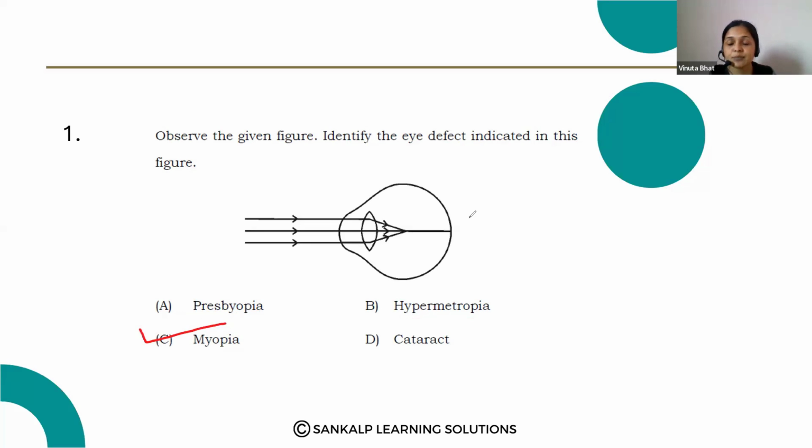In this case, the persons suffering from this disease are able to see nearer objects, but they are unable to see far objects. So this type of eye defect is called myopia. Option C is the correct answer.